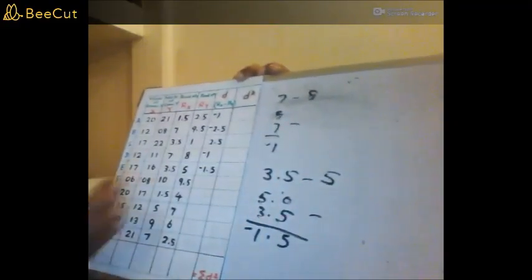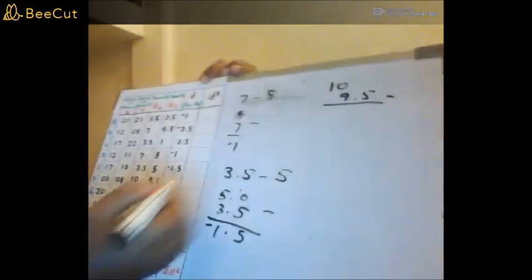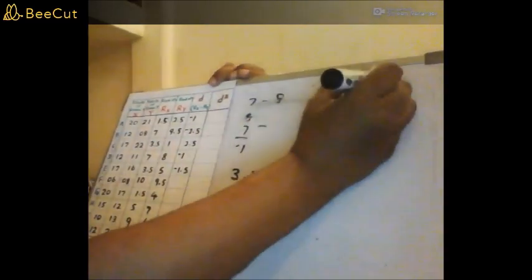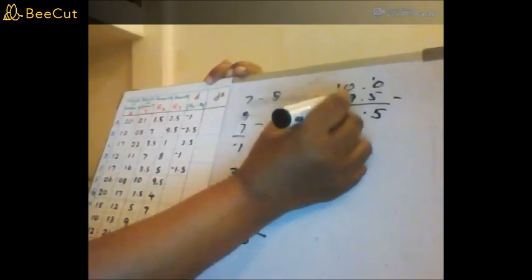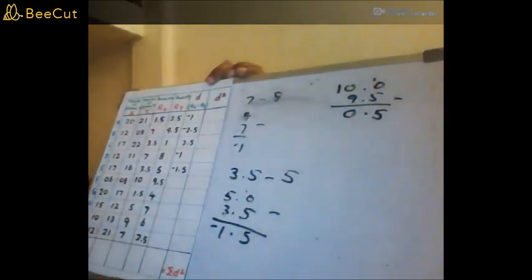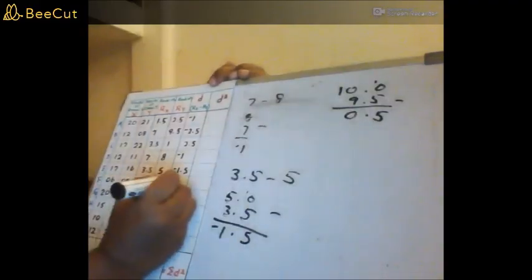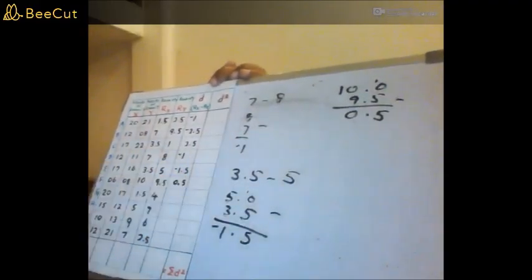Next one, 10 minus 9.5. Right? So it's like this. Take one value here, it's 10. It's 5, 0. Here 9 minus 9, nothing. 0.5, it's plus 0.5.